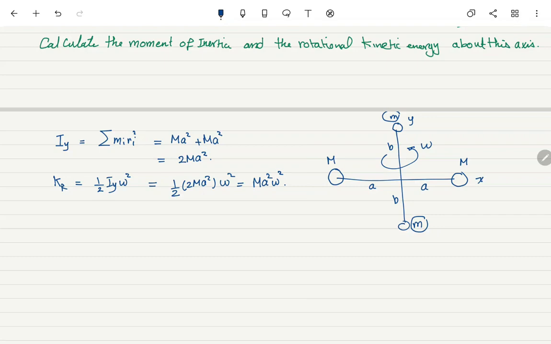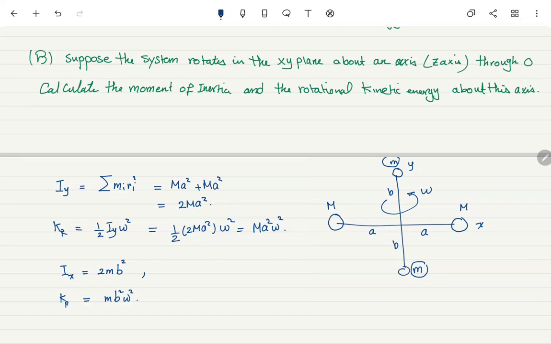Note that the small m does not contribute to this moment of inertia, because they have no motion about the axis of rotation. With the same logic, the moment of inertia around the x-axis is equal to 2 small m times the distance b squared, and the rotational kinetic energy around the x-axis is equal to m b squared omega squared.